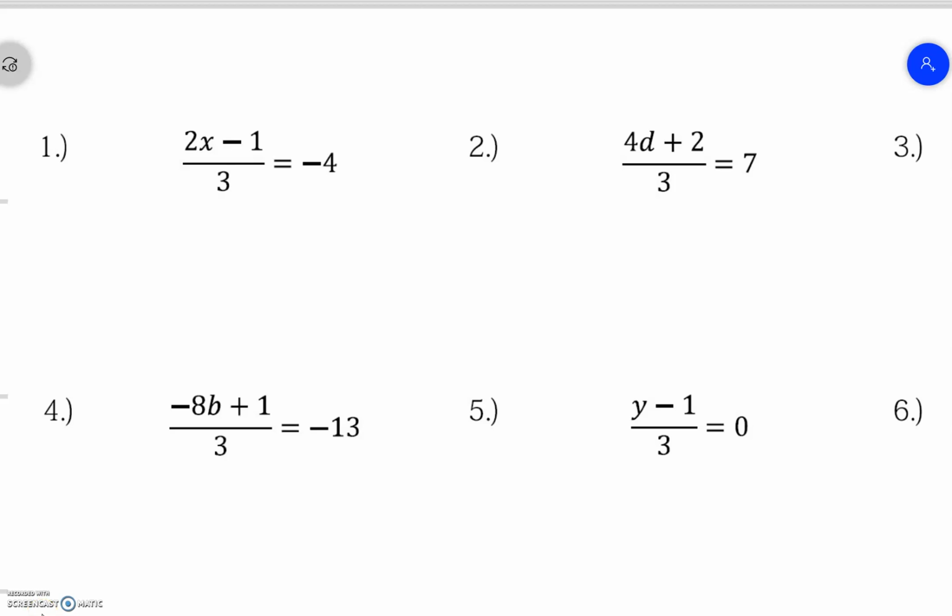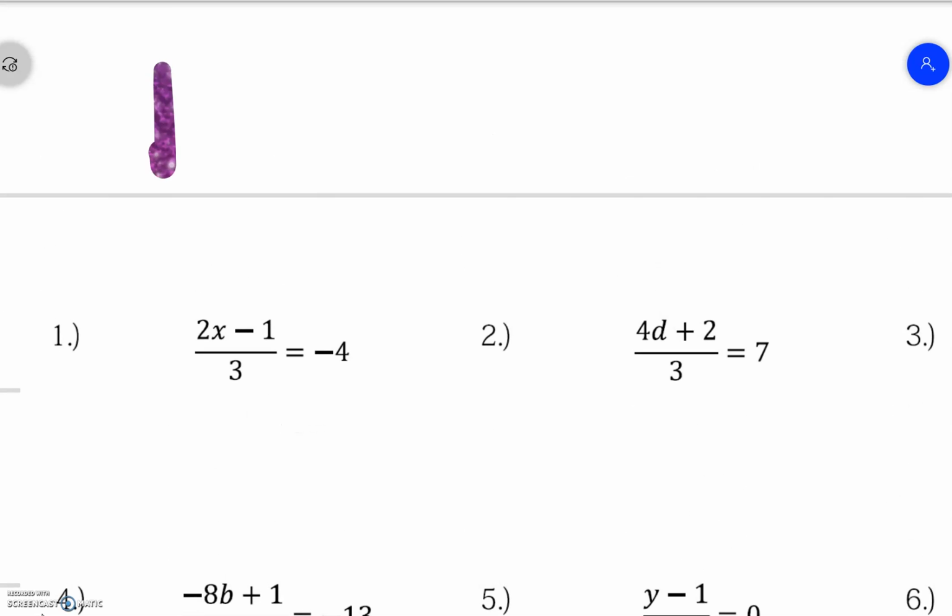Good morning, mathematicians. We are going to continue to focus on solving equations today, and more specifically, we are going to solve multi-step equations, and most of our equations are going to take us 3 steps.